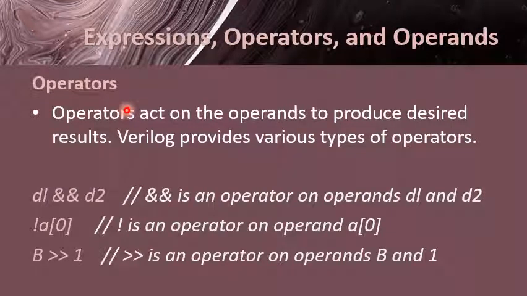Finally, operators. Operators act on the operands to produce desired results. Verilog provides various types of operators. We'll be dealing with operators immediately. So here D1 and D2: the double ampersand is an operator on operands D1 and D2. It's a logical AND. We will discuss this later. Not of A[0]: here not is an operator on operand A[0]. B right shift 1: right shift is an operator on operands B and 1.